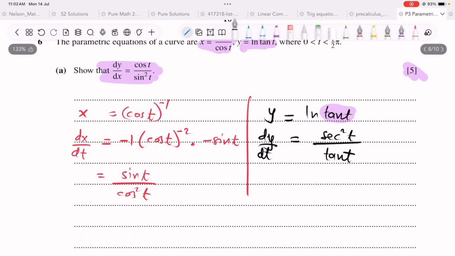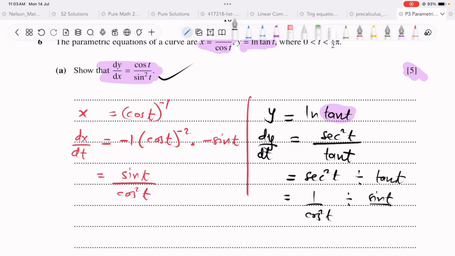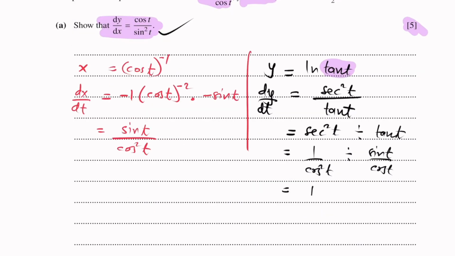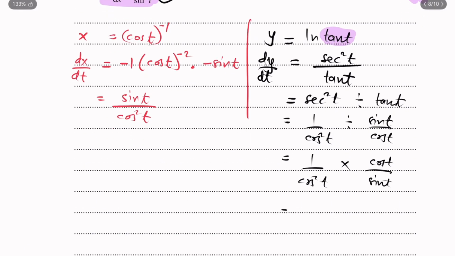And that really means I need to simplify, because where we are going is sine and cos, and I have sec squared and tan, so I should probably simplify it so that it will make it easier for me. So I have 1 over cos squared divided by sine t over cos t. So this will become 1 over cos squared times cos t over sine t. And as we can see, this and that will cancel, so we have 1 over sine t cos t.